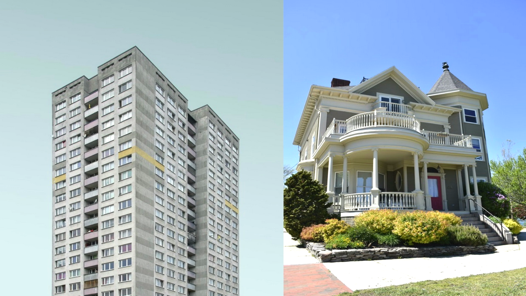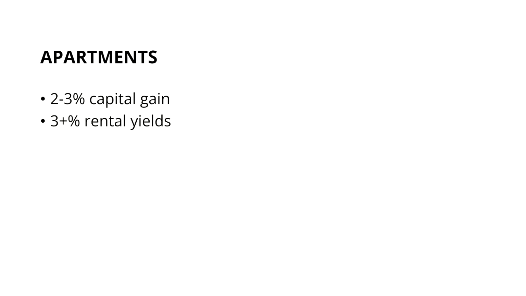Now, so we start with residential real estate. So usually the most common sort of debate is between investing in an apartment versus investing in a house. Now, apartments have got benefits. So usually the capital gains are lower because they have lower land value. So usually about 2 to 3% capital gains per year. Now, rentals are usually higher, and this is the benefit of apartments. Because you pay a lower upfront amount, the amount you get from your rental usually is a lot higher. So usually 3+% yields per year are usually common.